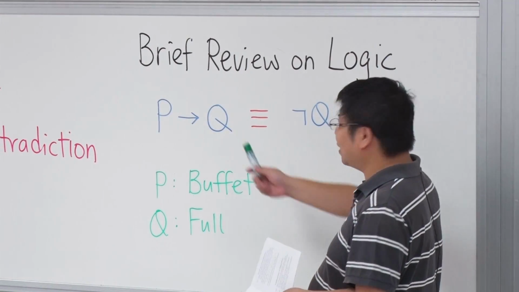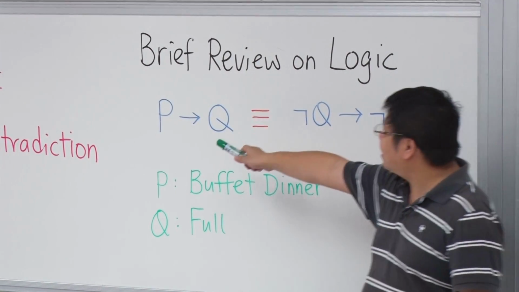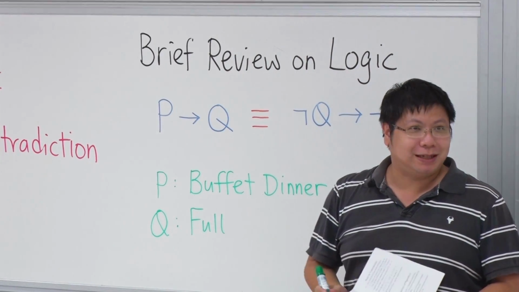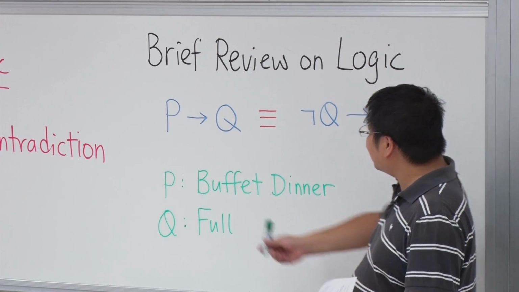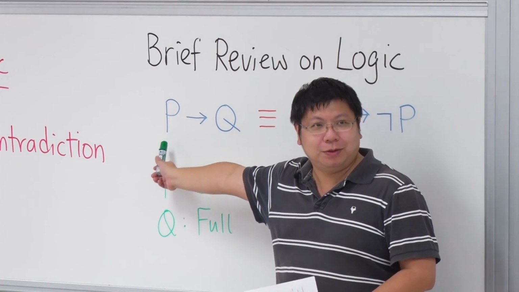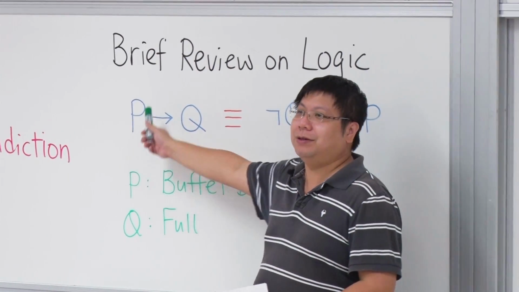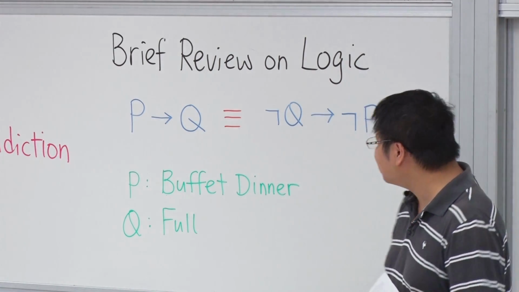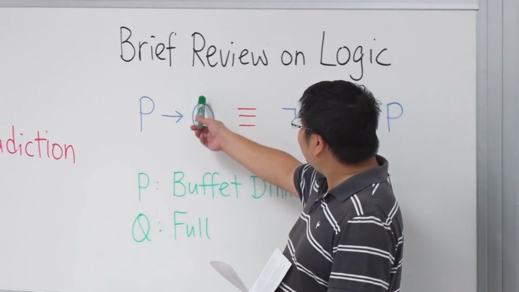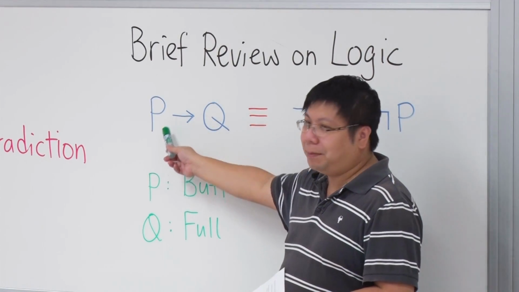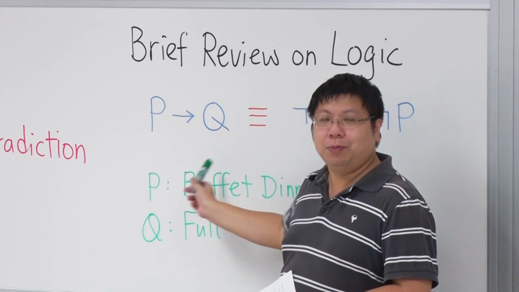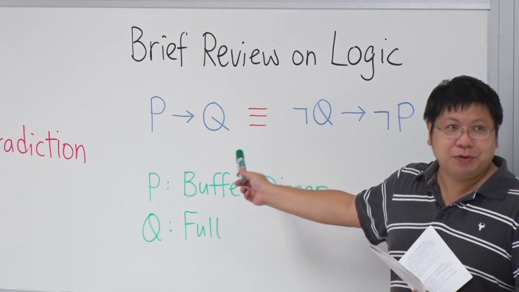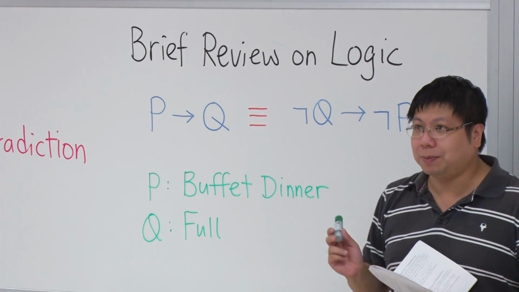So what is this? Before we talk about this, I hope you still remember something about logic. Suppose that P is a statement which has true or false as its value, and Q is another statement which has true or false as its value. These two are propositions. From logic, we know that P implies Q, this compound proposition, always has the same truth value as not Q implies not P.